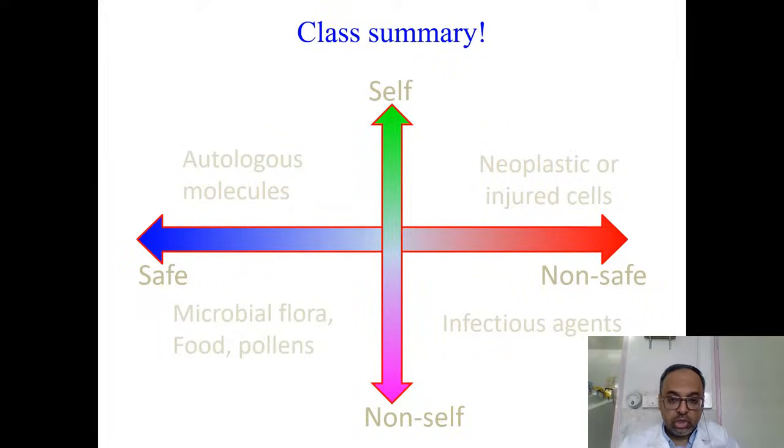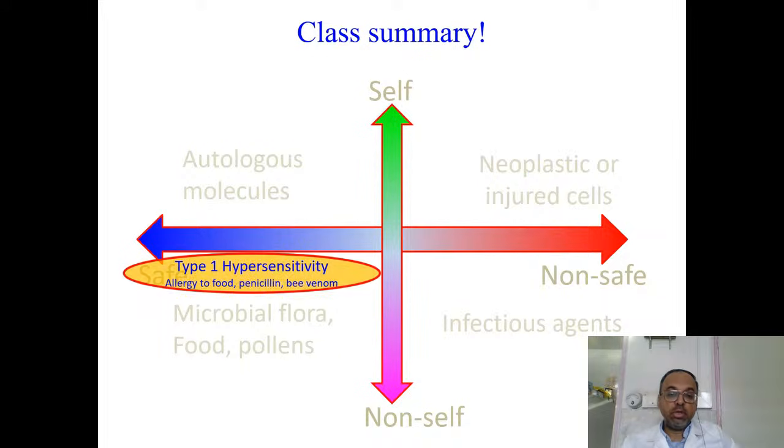All right, so it's the end of the class. I'm just going to show you a classification. The slide might be too small for you to see, but you can zoom in to see it more easily later. So you can have type 1 hypersensitivity here, and it's only against non-self safe antigens. We don't have a type 1 hypersensitivity against autoantigens or against infectious agents, at least not discovered yet.